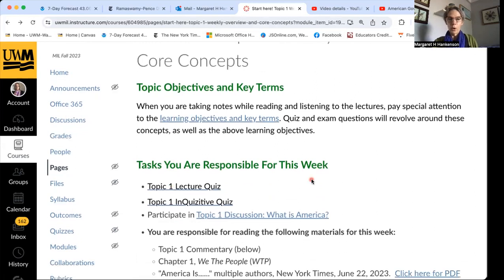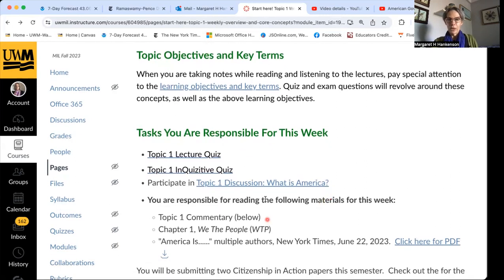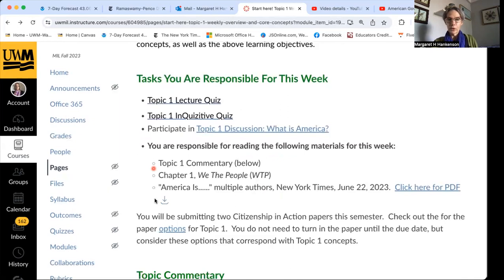And then it tells you what you're responsible for this week. It says you have to take a lecture quiz, you have to take an Inquisitive quiz, and then you have to participate in topic 1 discussions, which is, what is America? And then it also tells you what the readings are.